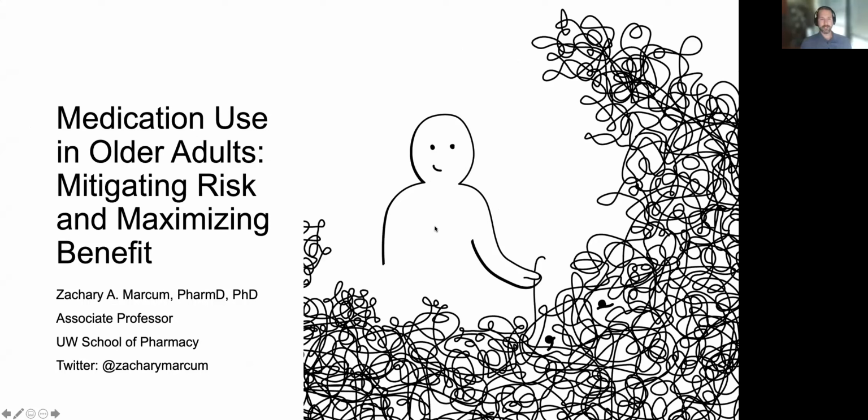Great. Well, it's great to be with everybody today. So like Kate mentioned, I'm going to be talking about medication use in older adults at kind of a high level, some general principles, which really, when you think about it, is this tango between mitigating risk and maximizing benefit.